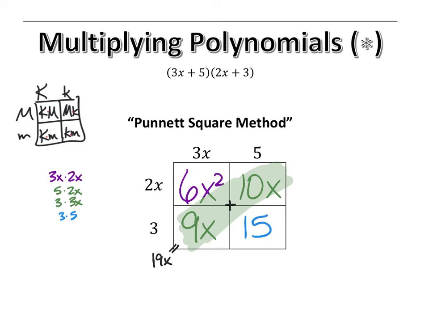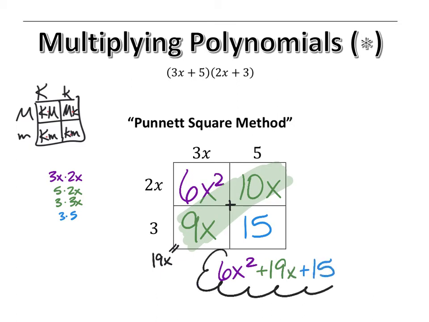So to write my final answer, the whole thing, you're going to take basically all of the individual pieces, 6x squared, a positive 19x, and a positive 15, and write them as a trinomial or a three-term polynomial, trinomial. The thing that I've just put a nice cute cloud around is the product of 3x plus 5 and 2x plus 3. That's what I get when I multiply them together using the Punnett square method.